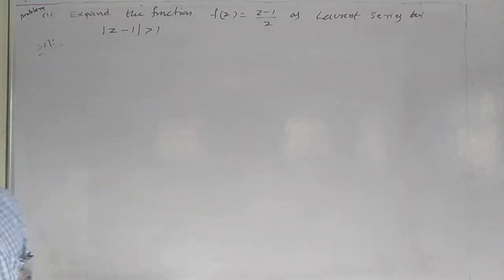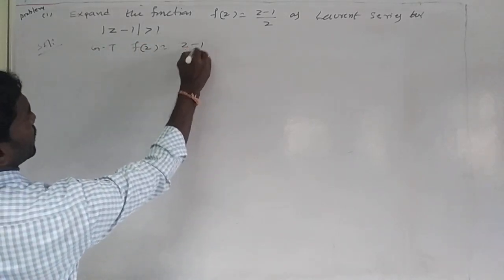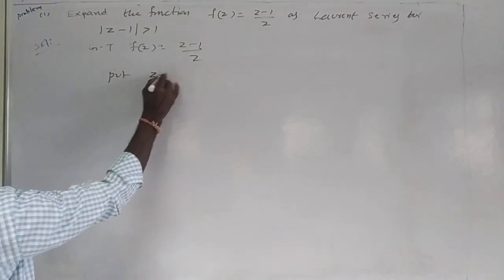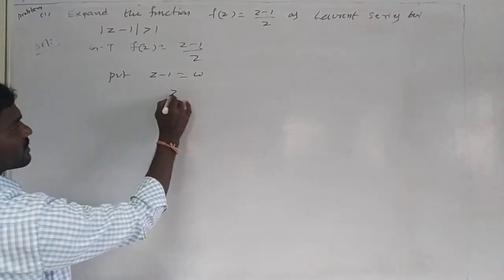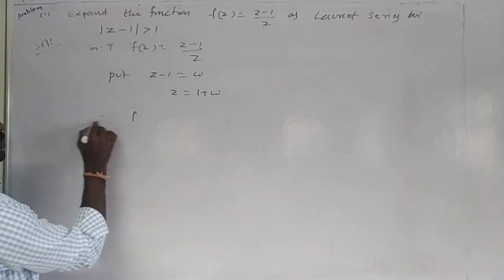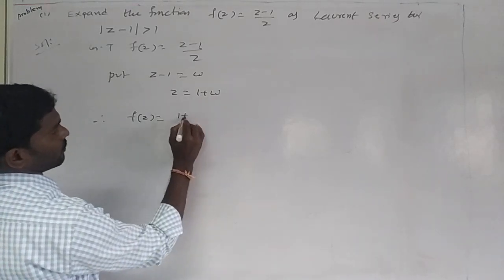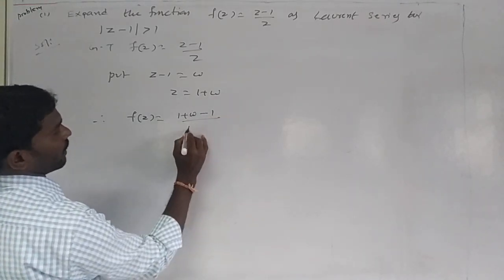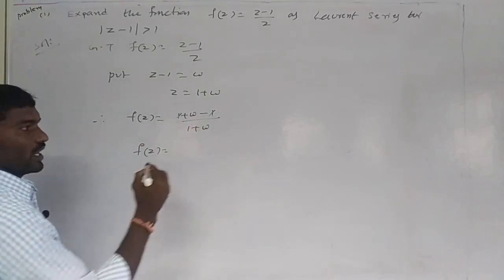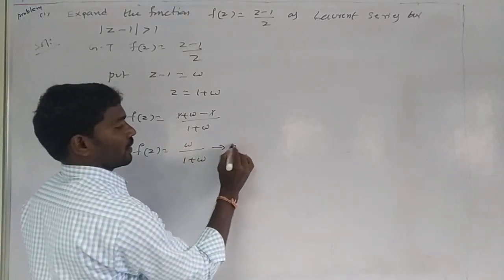The solution of this one: given that f of z equals z minus 1 by z, we have to put z minus 1 equals w. That implies z equals 1 plus w. Substitute this value in f of z. Therefore, f of z equals, z is nothing but 1 plus w, 1 plus w minus 1 divided by 1 plus w. F of z equals, plus 1 minus 1 is cancelled in the numerator, w divided by 1 plus w. Call it equation 1.